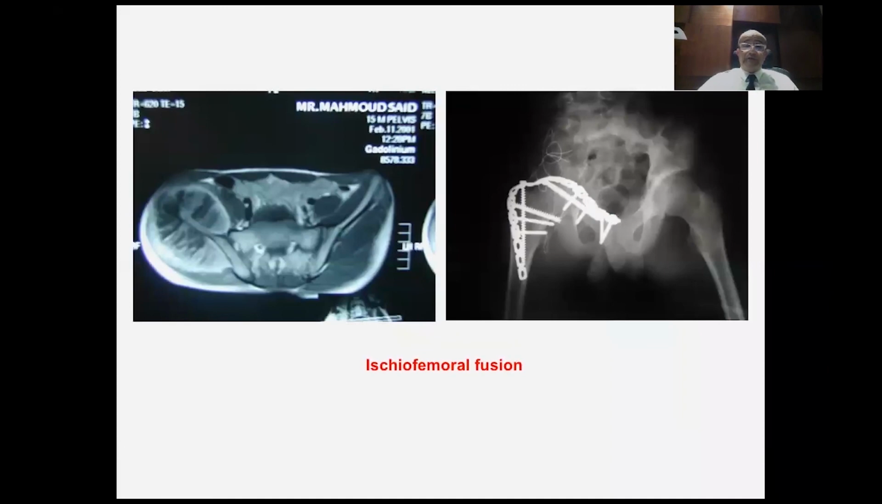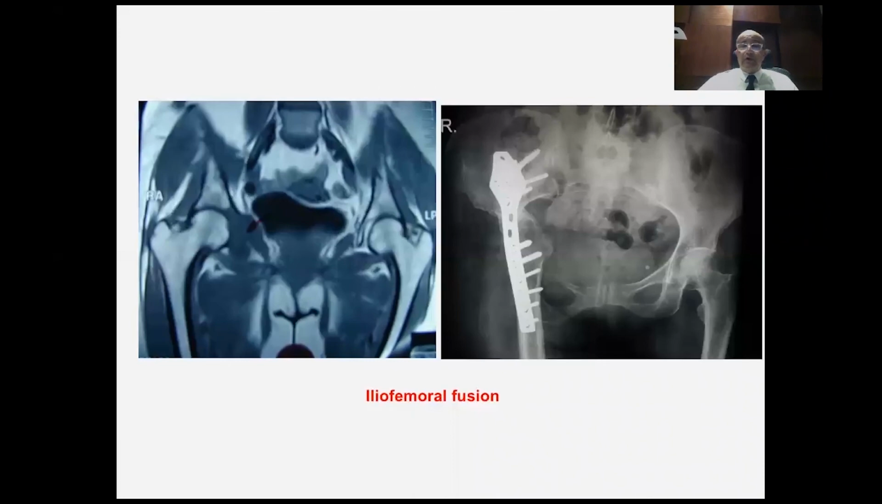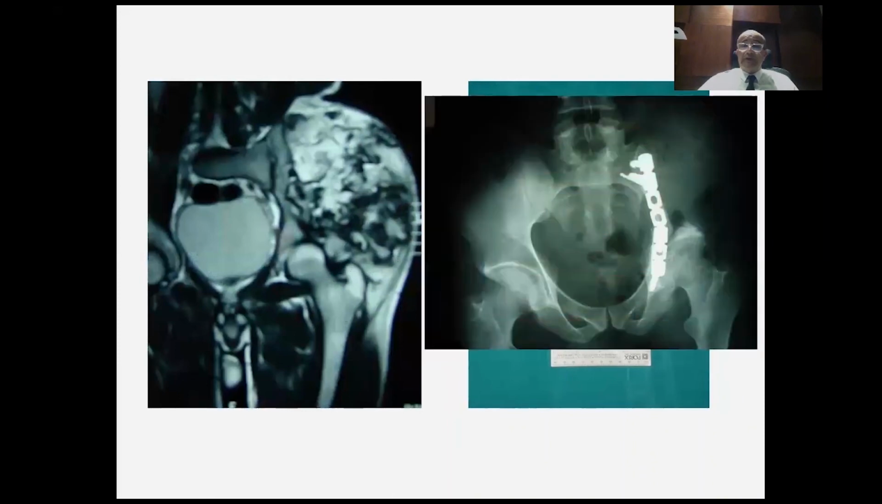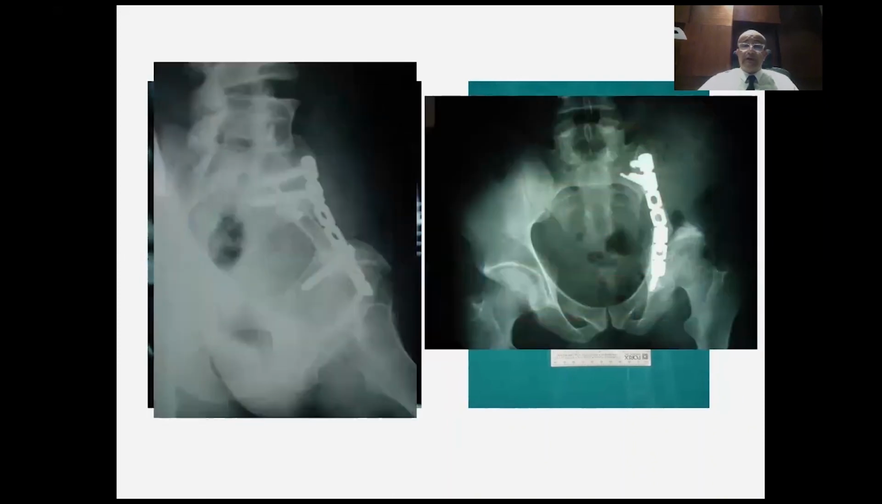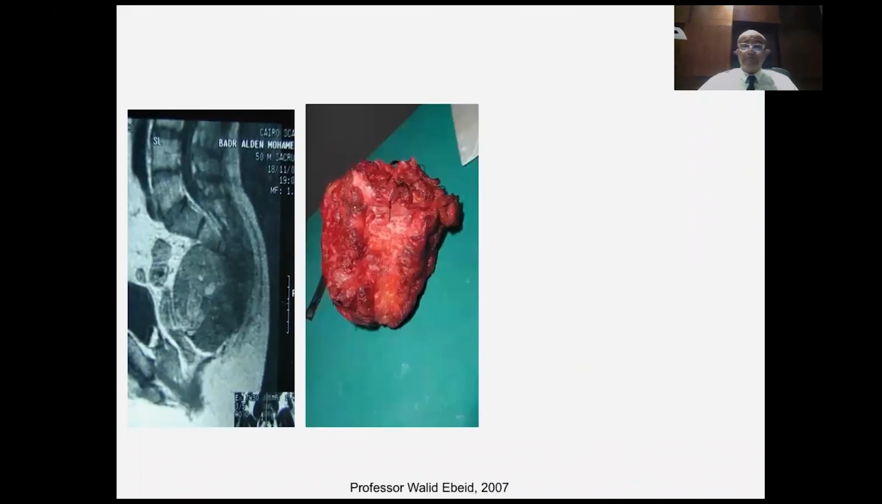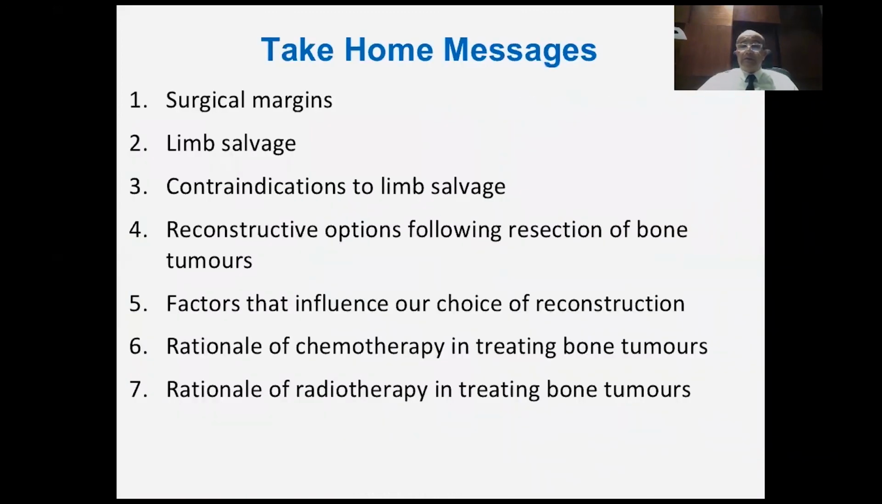Pelvic resections are usually reconstructed by fusing what remains of the bone, like in this patient with an ischiofemoral fusion or an iliofemoral fusion. And this is the chondrosarcoma of the iliac bone after resection and reconstruction with a non-vascularized fibula to close the pelvic ring. Sacral resections do not need any reconstruction, they're just resected, like in this patient.